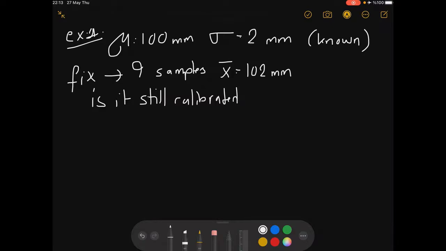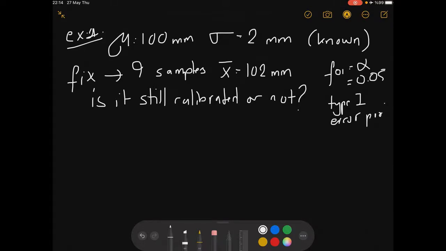Calibrated or not? In other words, does it require calibration? In other words, is it producing different than 100 millimeters? Only with that sample set, you need to decide on this. And of course, we need to give you the rejection region here for alpha equals 0.05. This is the probability for type 1 error, right? Type 1 error probability, in fact.